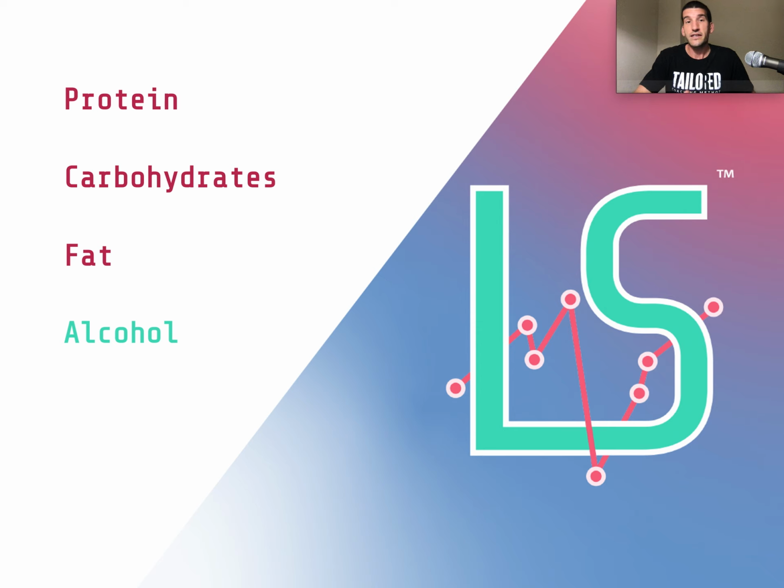So we're going to talk again about protein, carbs, fat, and then the sneaky one, alcohol, which we all love, but doesn't necessarily fit into any macronutrient directly. You're not going to find it on a nutrition label when you look on the back.